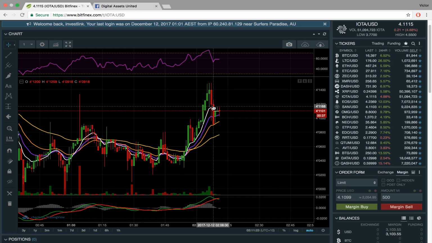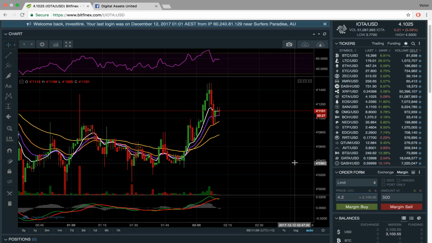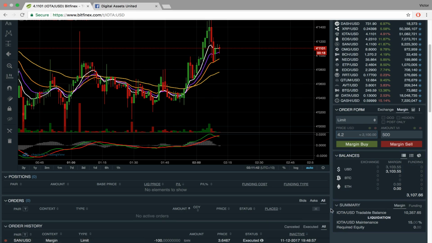So what I'm going to do is I'm going to buy. Oh, I think it might be too late. $4, 4.11. So I'll make it 4.2 for the sake of making it easier. And then since I'm shorting at 4.2, I'm going to press margin sell. See, so I'm selling something that I don't even have yet.